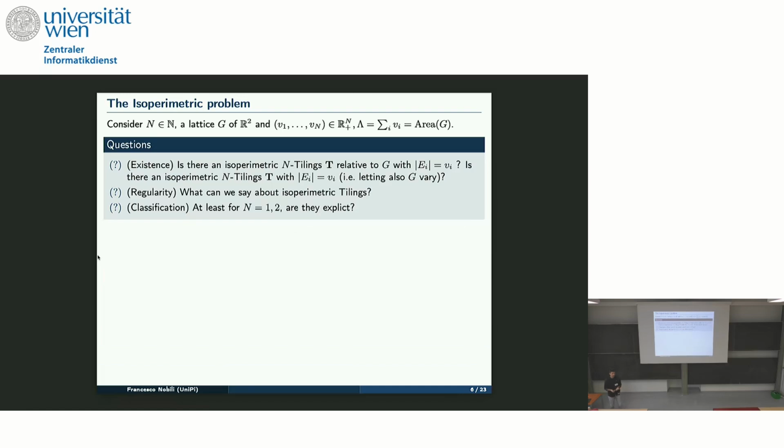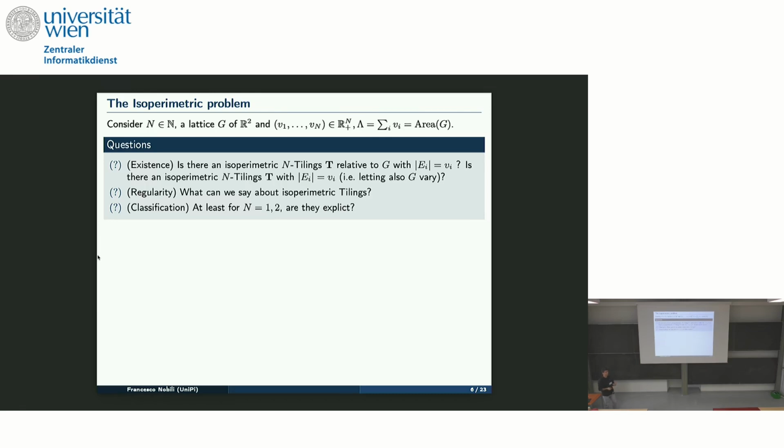Okay, so the isoperimetric problem would be then essentially the reverse question. You fix now area vectors, v_1 up to v_n, you fix their sum, and you can ask about existence, so whether these isoperimetric tiling configurations do exist, matching the areas v_1 up to v_n.